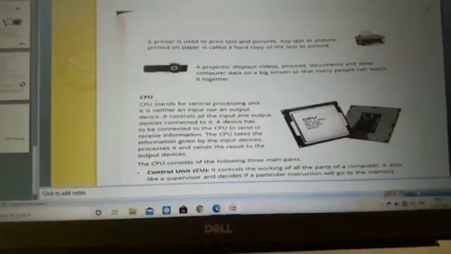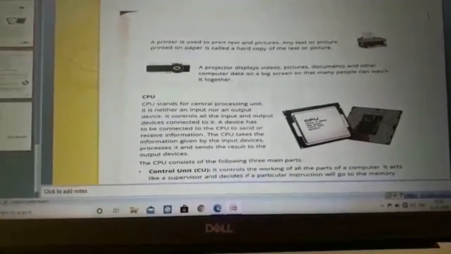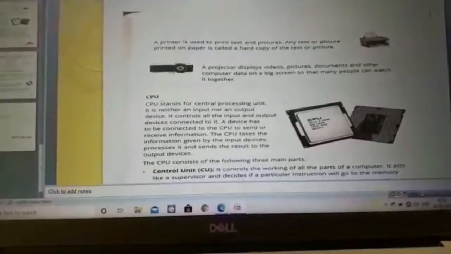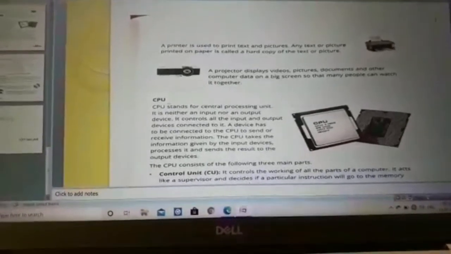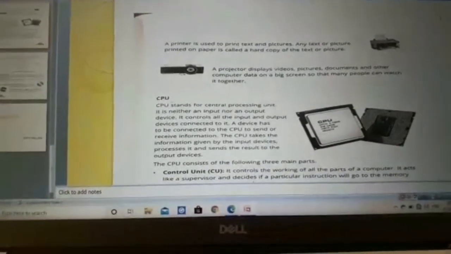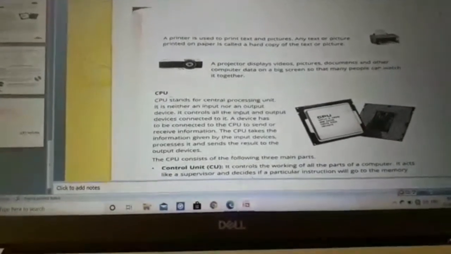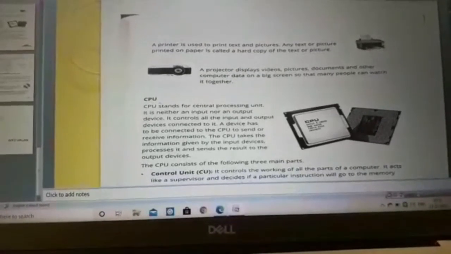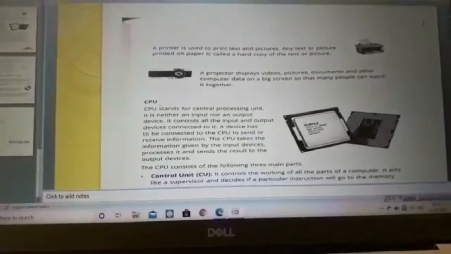So we have learnt about 4 output devices. The first one is monitor, speaker, printer and projector. So these are the 4 output devices. And what is the function of output devices? To receive information from the computer.